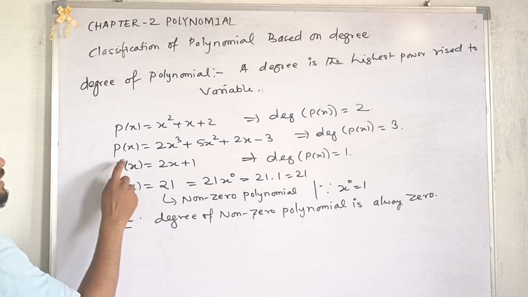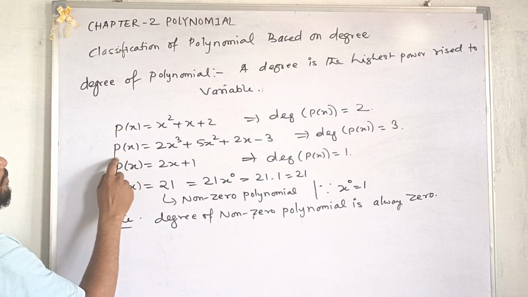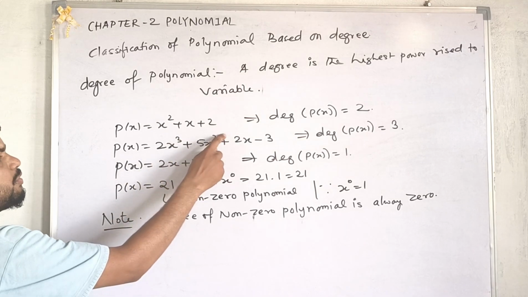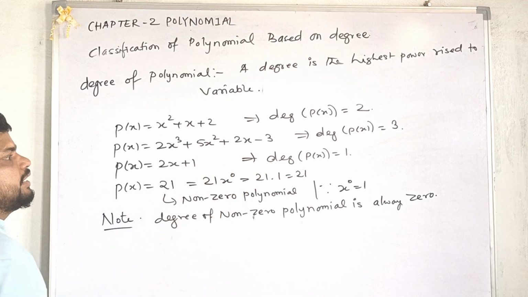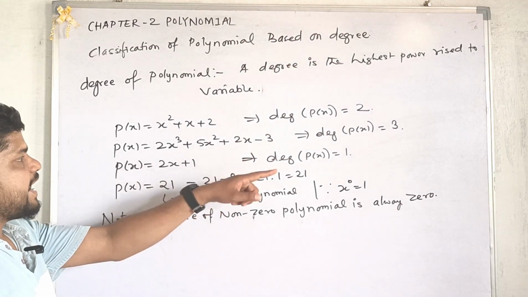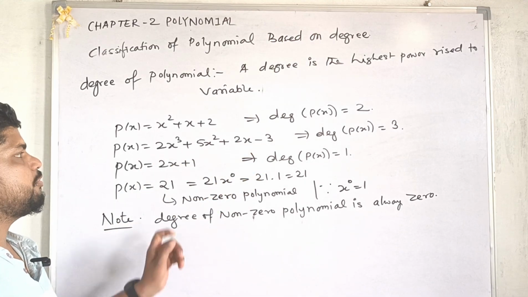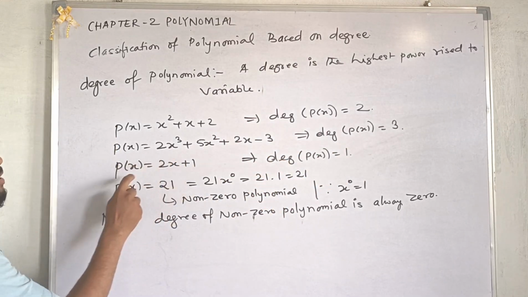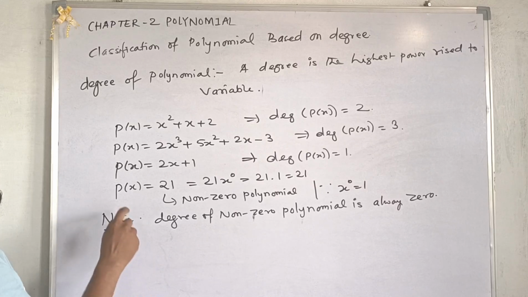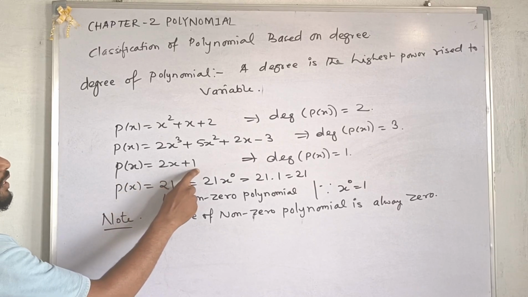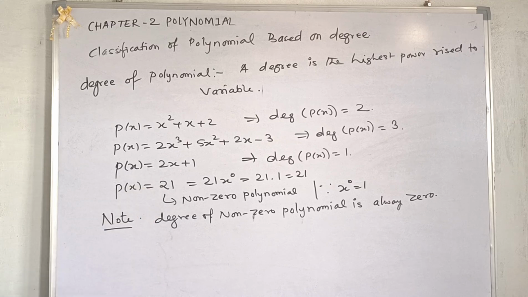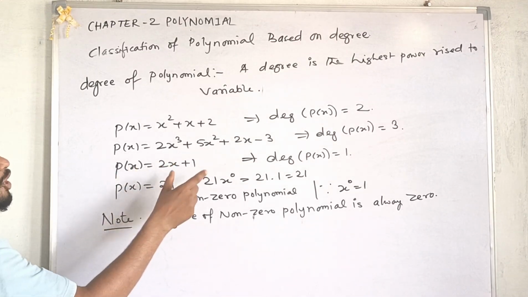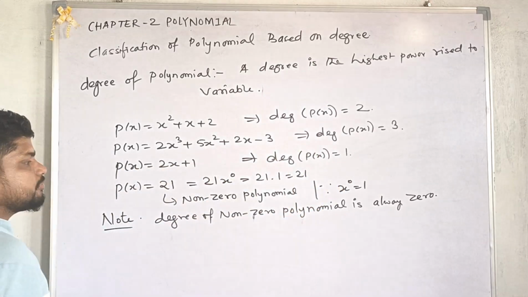Similarly, if I write any polynomial p of x equals 2x cube plus 5x square plus 2x minus 3, here the variable is x and the highest power raised to the variable x is 3. So the degree of this polynomial is 3. Similarly, p of x is 2x plus 1. Here as you can see the power of the variable x is 1. So the degree of this polynomial is 1.